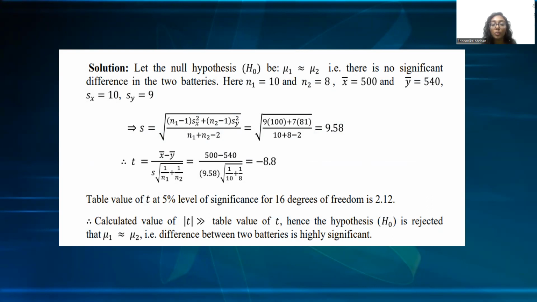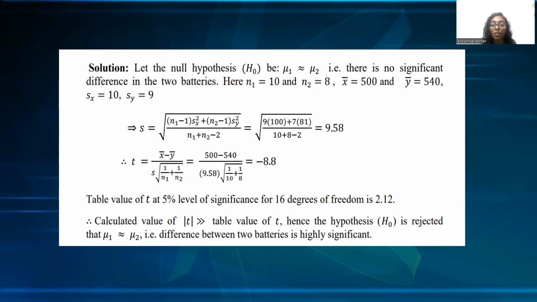S equals root of [(n1 minus 1) sx square plus (n2 minus 1) sy square] by (n1 plus n2 minus 2), which is equal to root of (9 into 100 plus 7 into 81) by (10 plus 8 minus 2), which is equal to 9.58. Therefore, t equals (500 minus 540) by 9.58 into root of (1 by 10 plus 1 by 8), which is equal to minus 8.8. Table value of t at 5% level of significance for 16 degrees of freedom is 2.12.